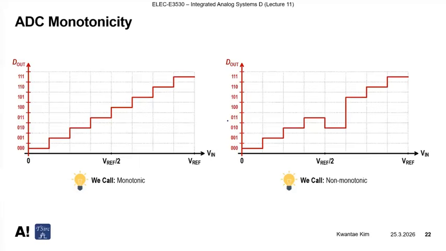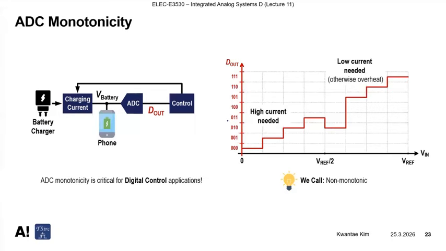However, on the right side, the non-monotonic case is that even if the input is higher than, for example, here, the output digital code sometimes becomes lower than this one. We don't want this kind of non-monotonic case, where the transfer curve is not always going up. So that we call non-monotonic. This kind of situation can be critical in digital control applications.